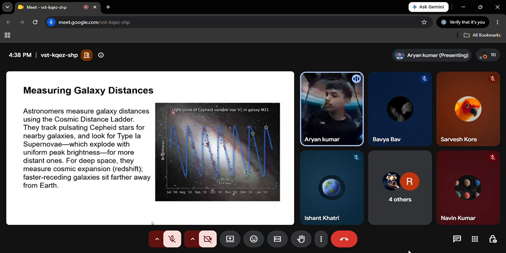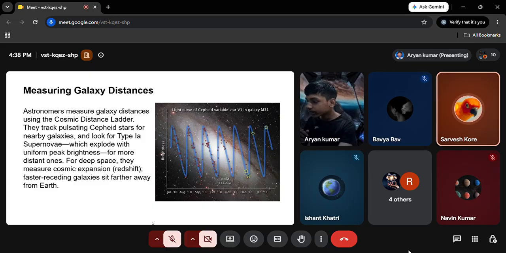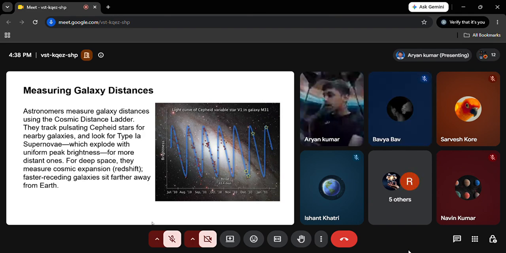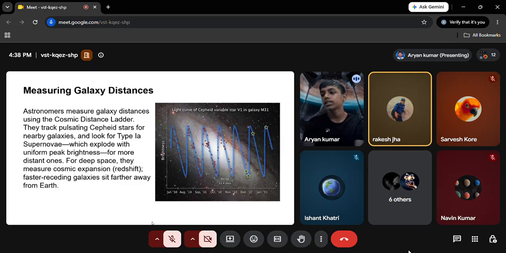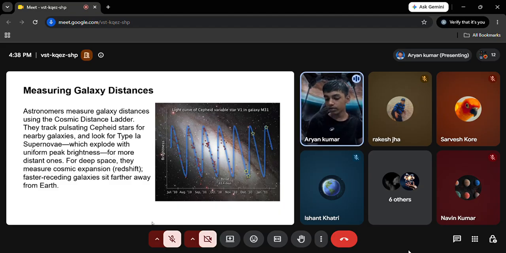Okay, so Sarvesh, can you think of a way to determine a galaxy's age by looking at its spectrograph? Hello, Sarvesh. I'm not sure. Okay, Aryan, were you trying to say something? Am I audible to you? Yes. Okay, Aryan. So, what were you saying about that question?